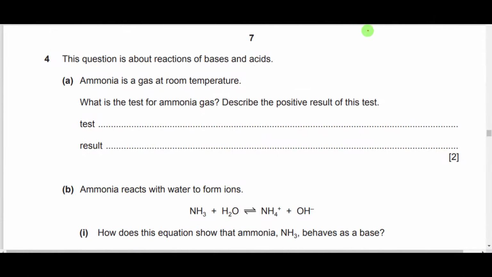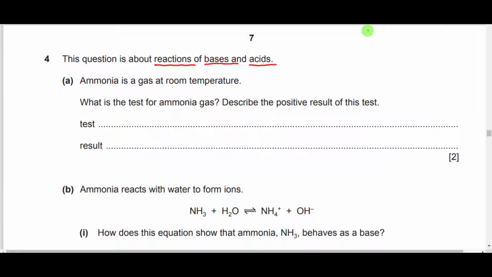Question 4 says, this question is about reactions of bases and acids. Let's underline the keywords. Reactions of bases and what? Acids. We already know where the examiner is going. That's acid, bases, as well, and what? Salts. The first question says ammonia is a gas at room temperature.